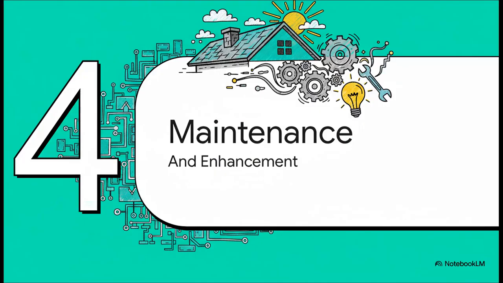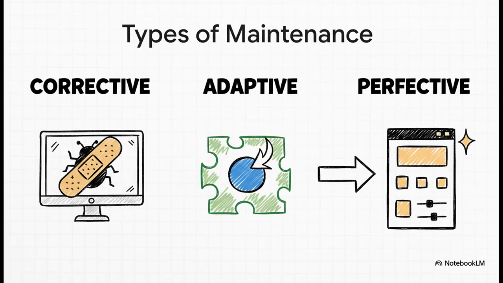But here's the thing. Just like when you move into a brand new house, the work isn't done, not even close. In fact, it's really just beginning. Software needs constant care and feeding to stay useful and effective over time. This is what we call the maintenance and enhancement phase. And maintenance isn't just one thing. It really comes in 3 different flavors.